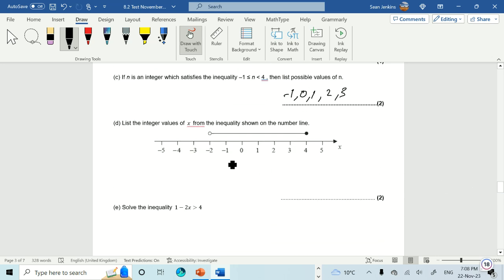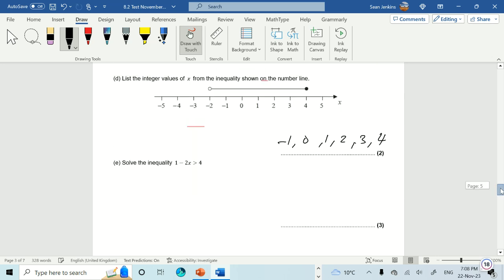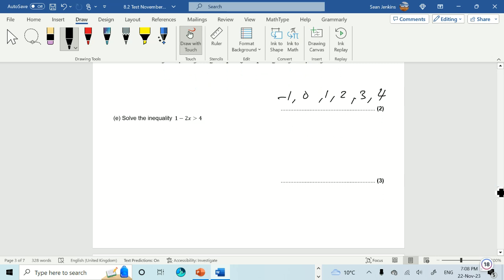Part D, list the integer values of x from the inequality shown on the number line. Well, it starts with an open circle at minus 2, which means it doesn't include the number minus 2. It starts with minus 1 and includes 0, 1, 2, 3, and it includes the number 4. Why? Because it's got a closed circle there, which means it includes the number 4.